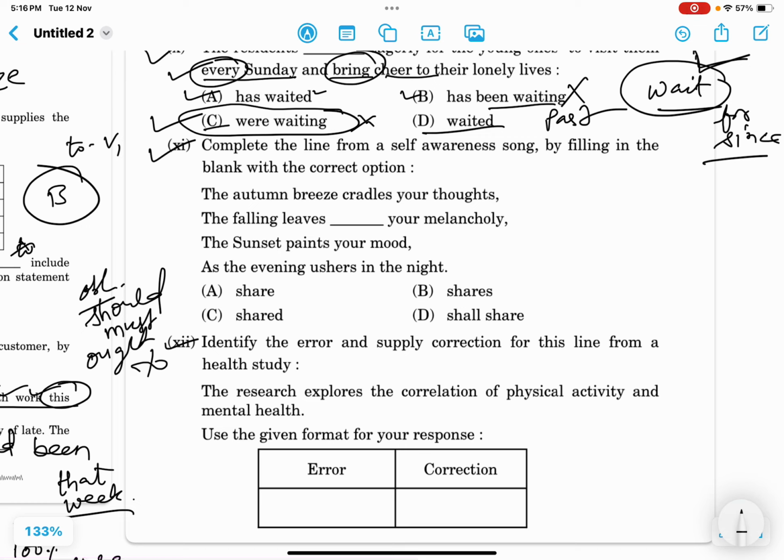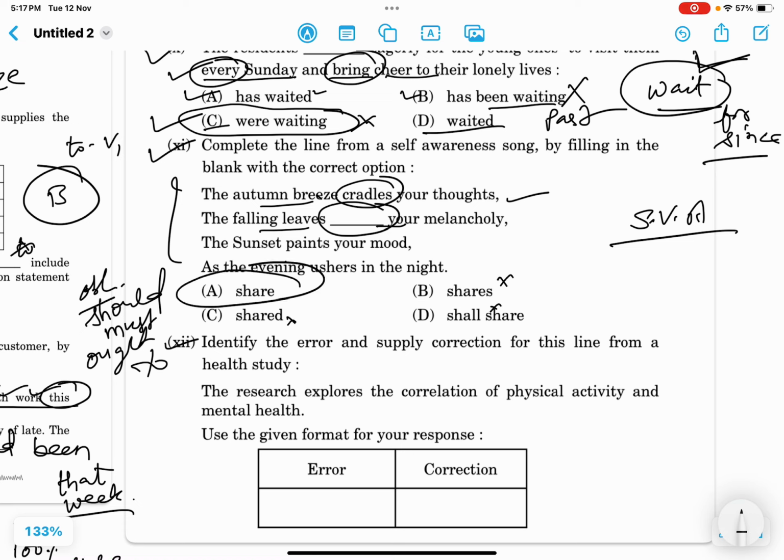Now the 11th question. Once again, this is a sentence and we are to fill in the blank. This one is of subject verb agreement. I have already uploaded videos related to such kind of questions. The autumn breeze cradles your thought. The autumn breeze cradles, singular subject, singular verb. The falling leaves, plural subject, so a plural verb should be the answer. So shall share, shared, these three are wrong. The correct answer is A, share.